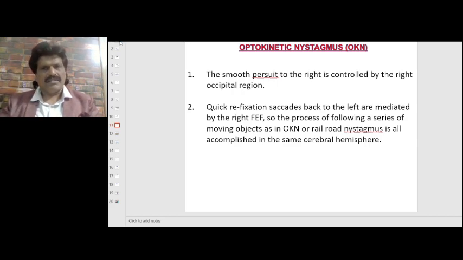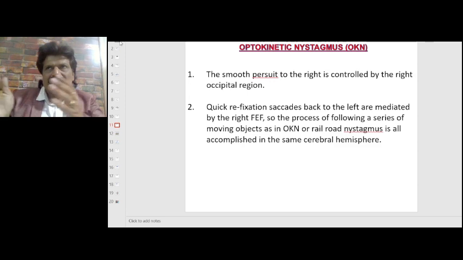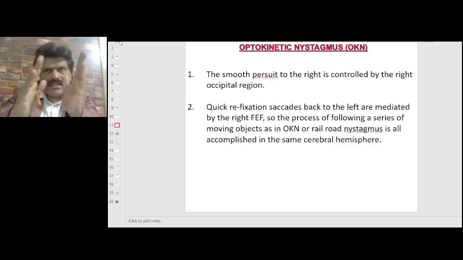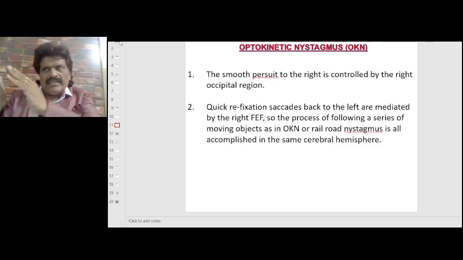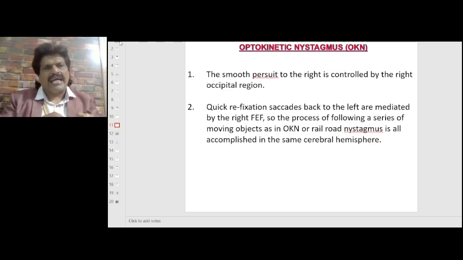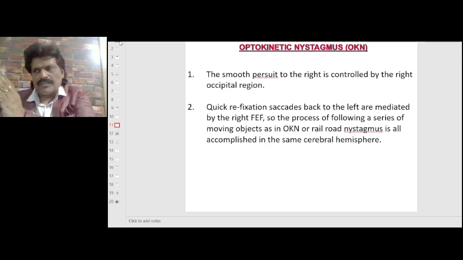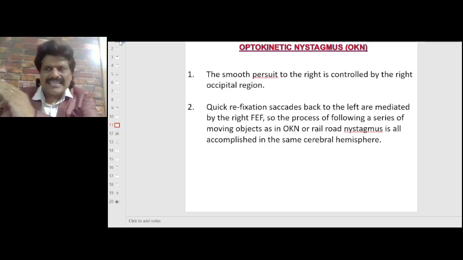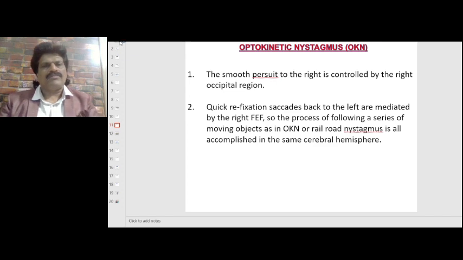The example of optokinetic nystagmus is, for example, if we sit near the train seat, we see the scenery going by. So we follow the scene, it goes and then it goes out of our vision. Then there is a corrective saccade, and we catch up with another object. We follow that object as we are going in the train. It goes out of vision, then there is a corrective saccade to catch up another object. This is known as optokinetic nystagmus. Keep following pursuit, reflex saccade.